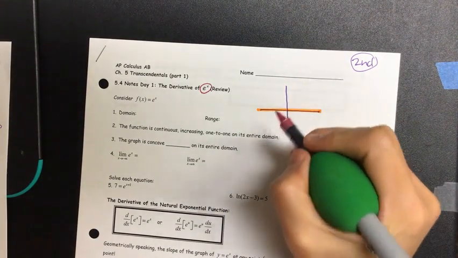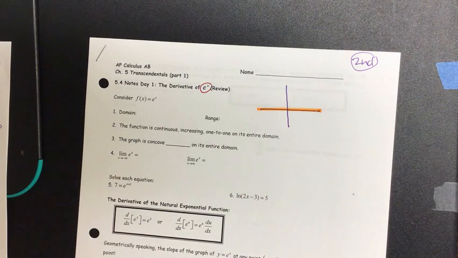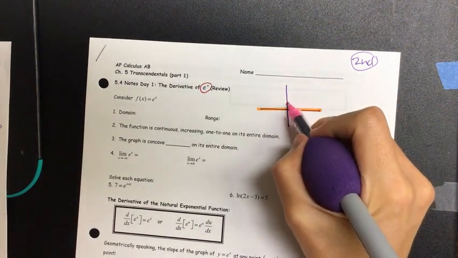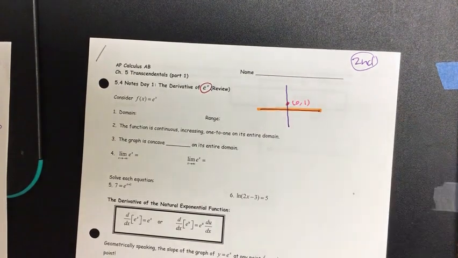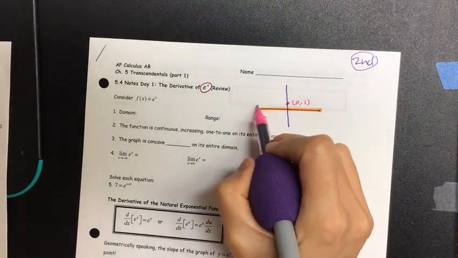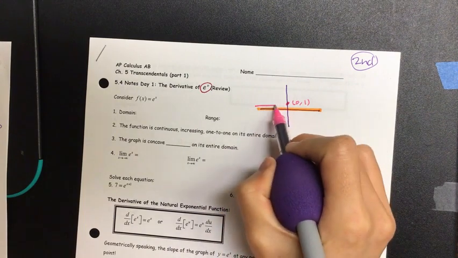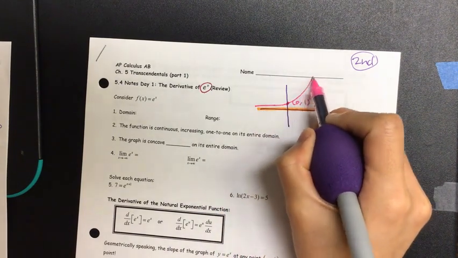And it goes through a critical point, 0, 1. So it's going to go along the asymptote and ever so slightly increase. And once it hits 0, 1, it'll go up quite abruptly.